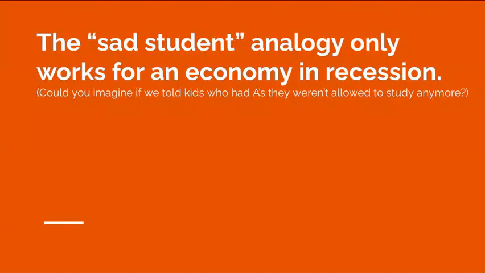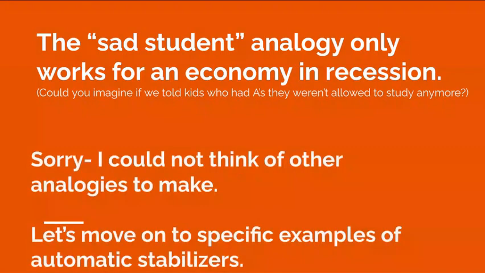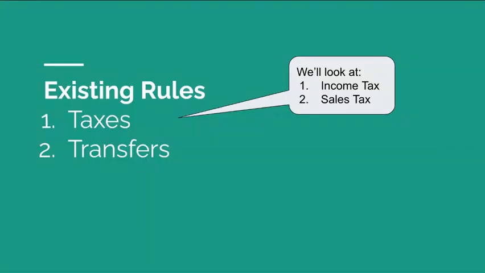I don't know how good of an analogy that was, because the sad student analogy only really works for an economy in a recession. Could you imagine if we told kids who had A's that they weren't allowed to study anymore to try to dampen the greatness? Okay, so I couldn't really think of any other analogies to make, so we're going to move on to specific examples of automatic stabilizers.